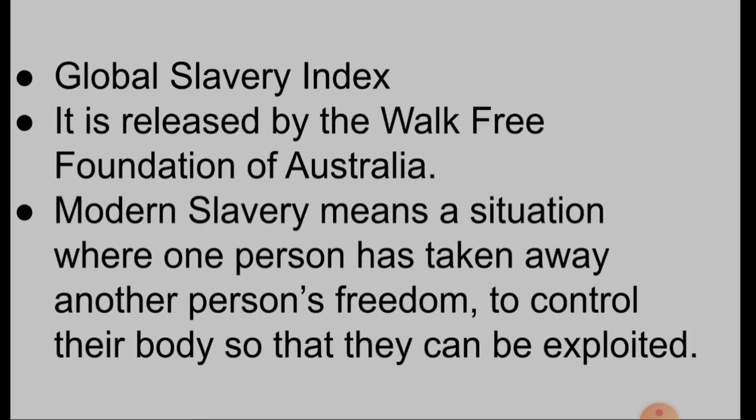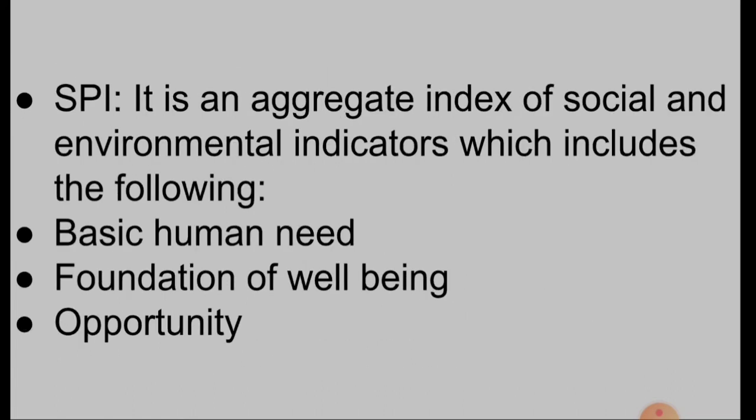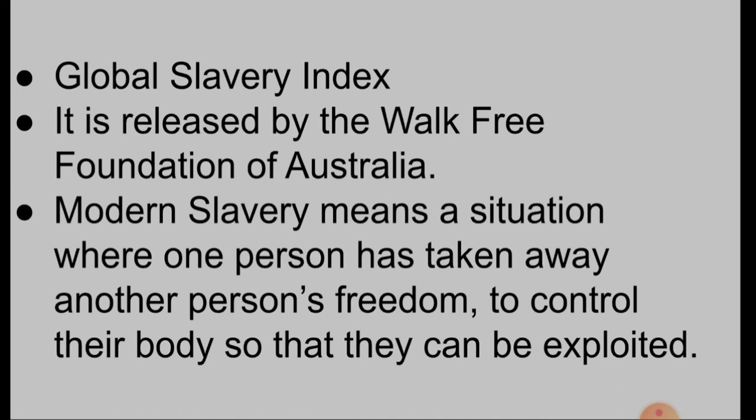Then the Global Slavery Index, this is the third indicator of inclusive growth. It is released by the Walk Free Foundation of Australia. The first one was the Inclusive Development Index, released by the World Economic Forum. The second one is the Index of Social and Environmental Indicators, which includes SPI. And the third one is the Global Slavery Index, released by the Walk Free Foundation of Australia.